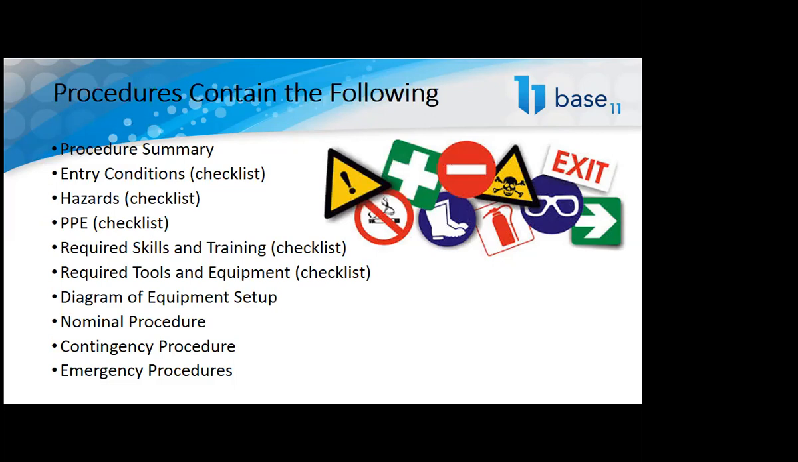Then you should have a nominal procedure. So this is the procedure that takes you from the very beginning of setting up the equipment to put the propellant in the transfer tank, to transfer it into the rocket, and then when you're done, you break down the equipment. The contingency procedure is the opposite. It is for helping you drain the propellants out.